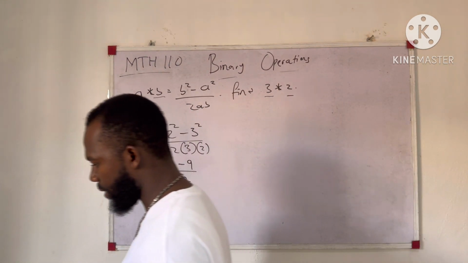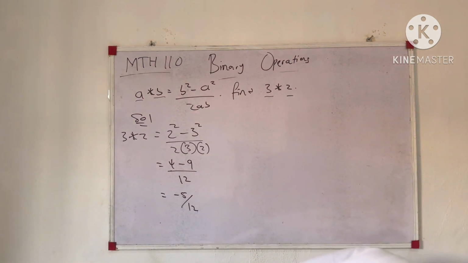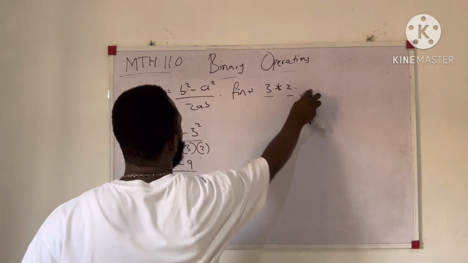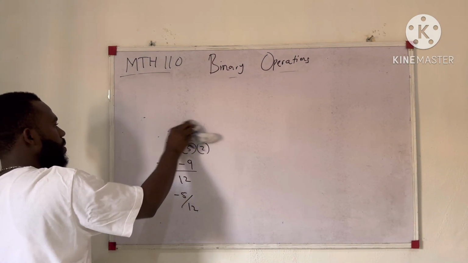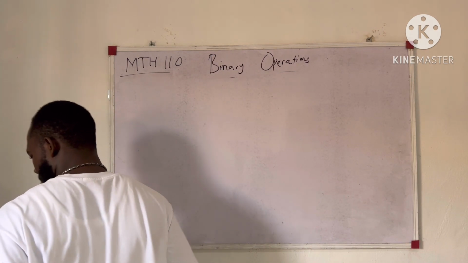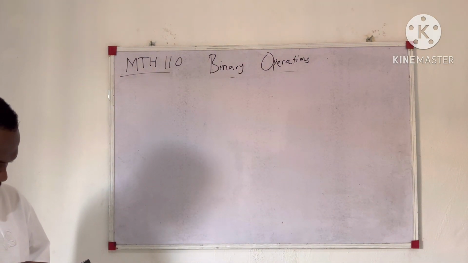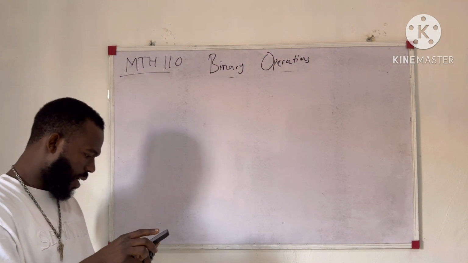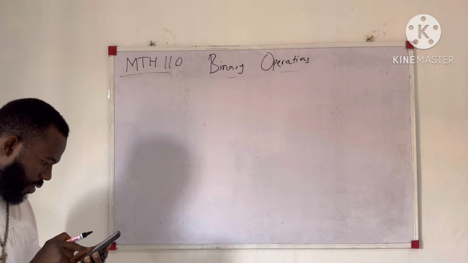You see how simple it is? It's just for you to understand what your A means, what your B means, and then you are good to go. All right, let's proceed and see what we have. Let's see what our next question brings. Okay, this is not so clear.